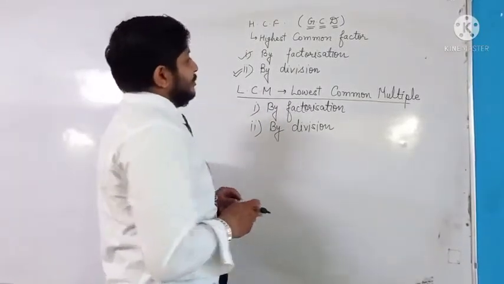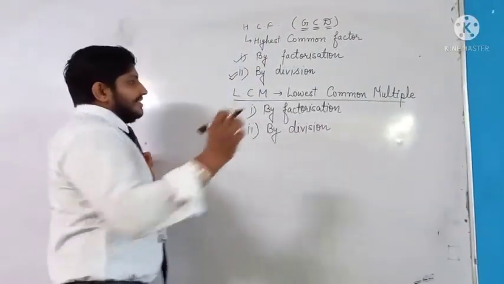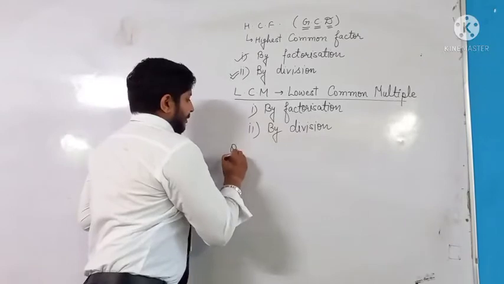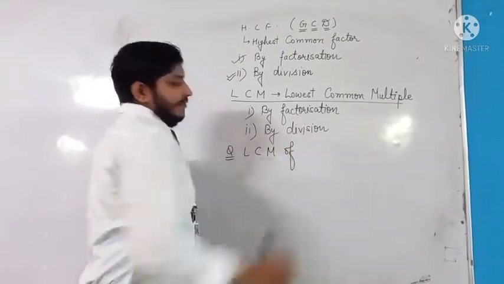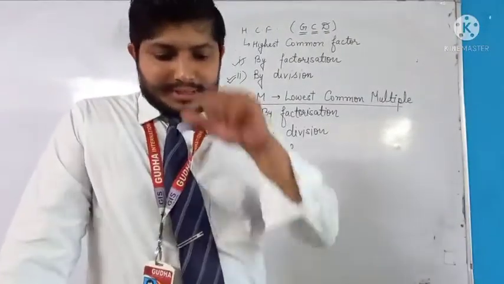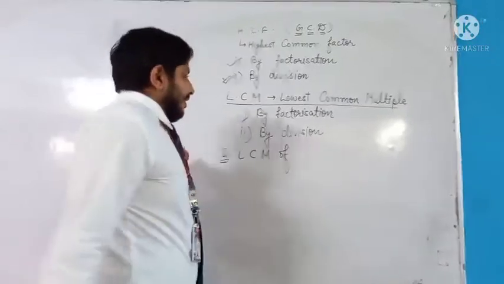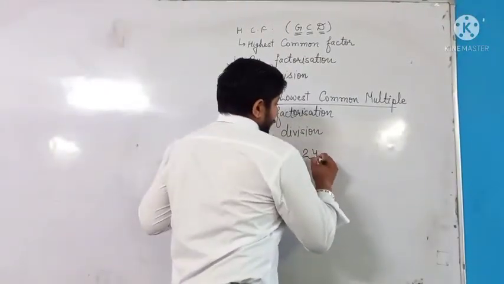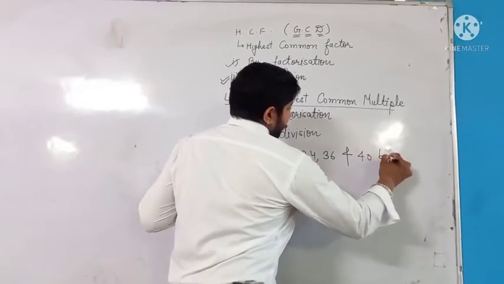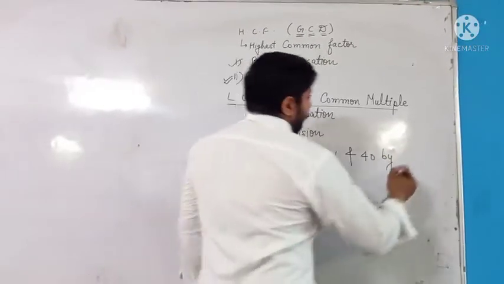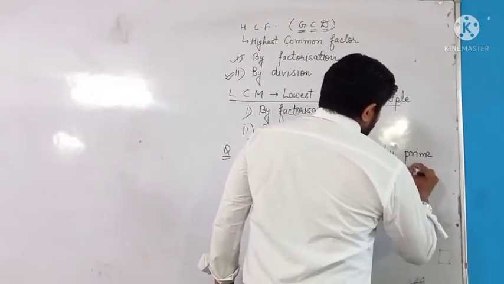Okay. Next is LCM, beta. LCM by question. Find the LCM of any 2 numbers or 3 numbers, like 24, 36 and 40. 24, 36 and 40, by which method? By prime factorization.